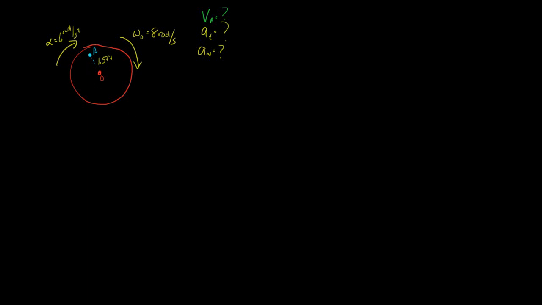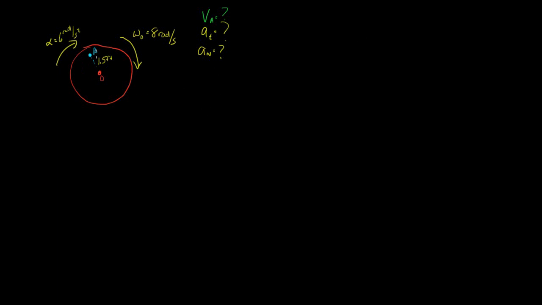Okay, in this problem we have a rotating disk, and this disk is rotating about point O. We're asked to figure out what the velocity of A, the tangential and normal components of acceleration of A are, and we're given that this disk is rotating with an initial angular velocity of 8 radians per second and a constant angular acceleration of 6 radians per second squared.